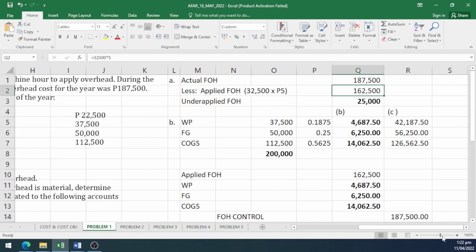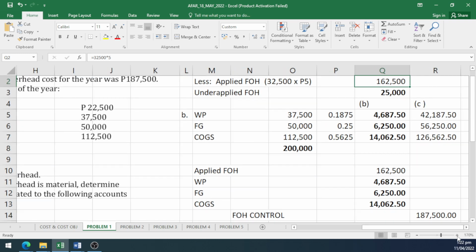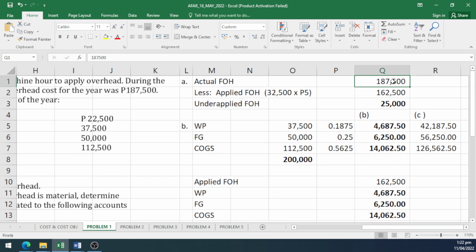Yan pong 162,500. Samantala, yung actual na 187,500, yan po yung ina-accumulate natin sa factory overhead control. Debit to factory overhead control, and then the various credits or various accounts. Depende kung anong nature ng overhead na na-incur. Okay? So, under-applied po yan, 25,000. Pag ang difference niyan ay positive amount, under-applied. Pag negative amount, over-applied yan.